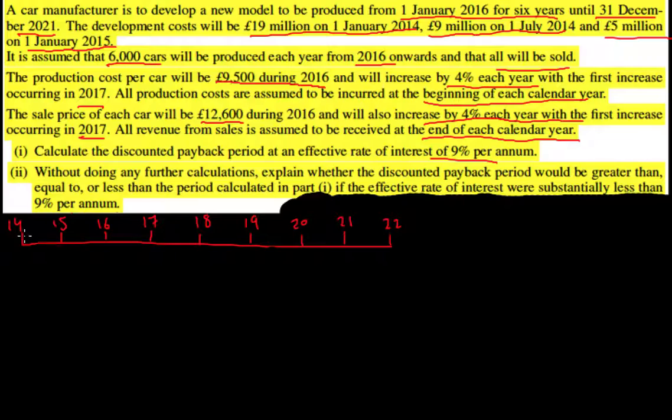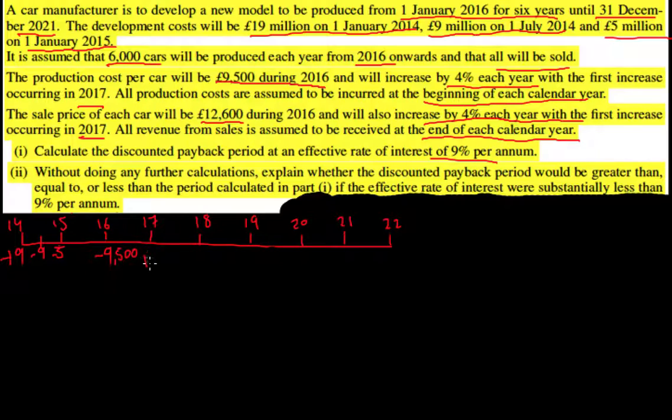Alright, so let's just get an idea over this. So this is time 0. This is where we're starting over here. So this is where 19 mil is coming out. We have 9 mil in the middle of the year. And we've also got 5 mil over here in 1 year's time. So over here is when the first variable cost is going to be occurring, £9,500, which is at the start of 2016.